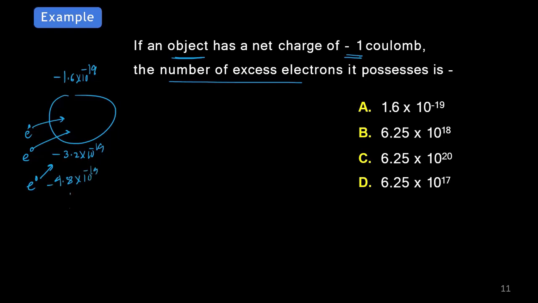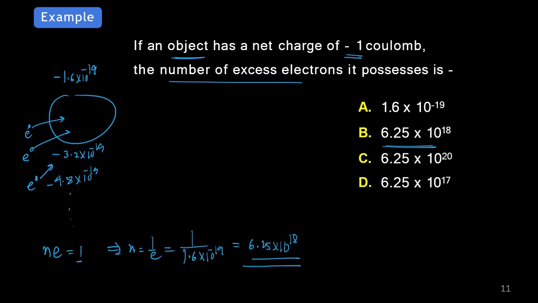So if I go on adding electrons, let us say I am adding n number of electrons, then n × e should be equal to 1. Why 1? Because I have to get 1 coulomb of negative charge. So n becomes 1 upon e. Now 1 upon e means 1 by 1.6 × 10^-19. If I simplify, this number comes to 6.25 × 10^18. So this many electrons you have to add.